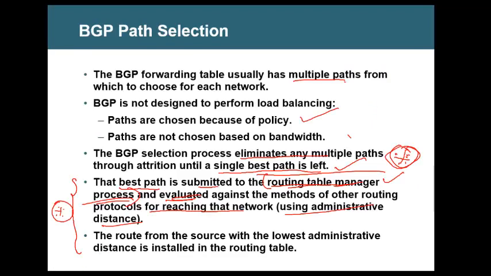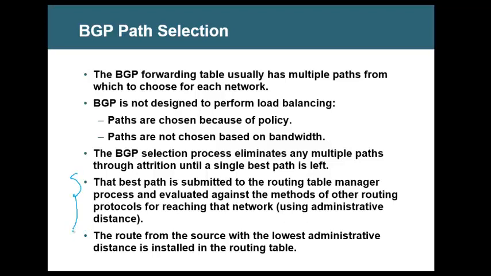So it was clear only when we read these two paragraphs. It's the same meaning we got, but I don't know how many of you got this depth of knowledge of what we covered now. We studied this page in the previous class. The best path is submitted to the routing table manager and evaluated against the paths of other routing protocols to reach the network, based on administrative distance. So the route from the source with the lowest administrative distance will be installed into the routing table.